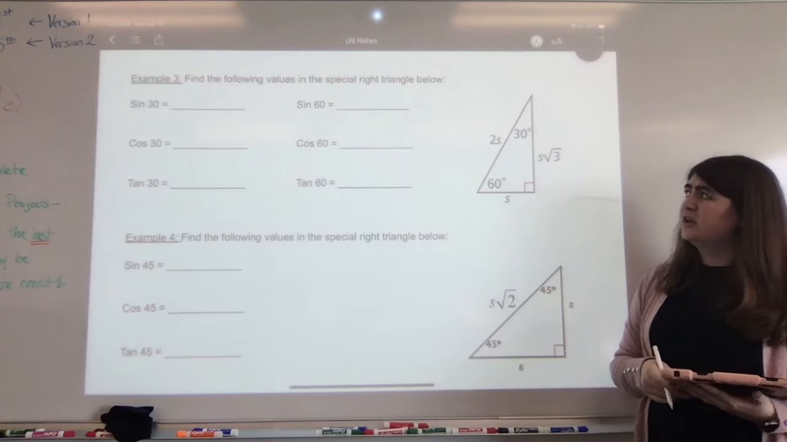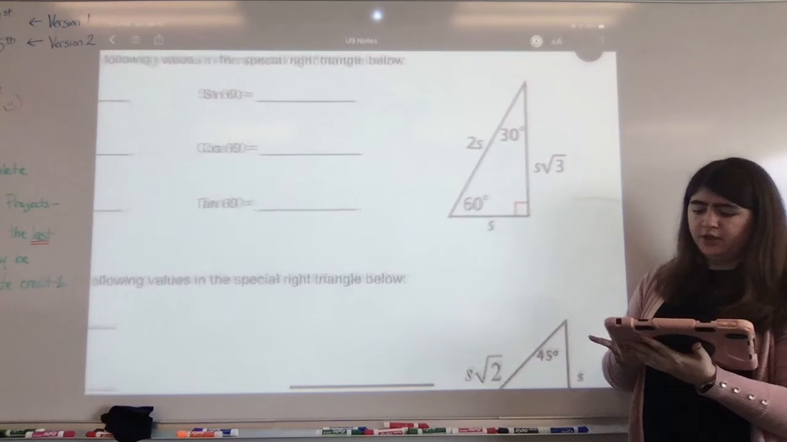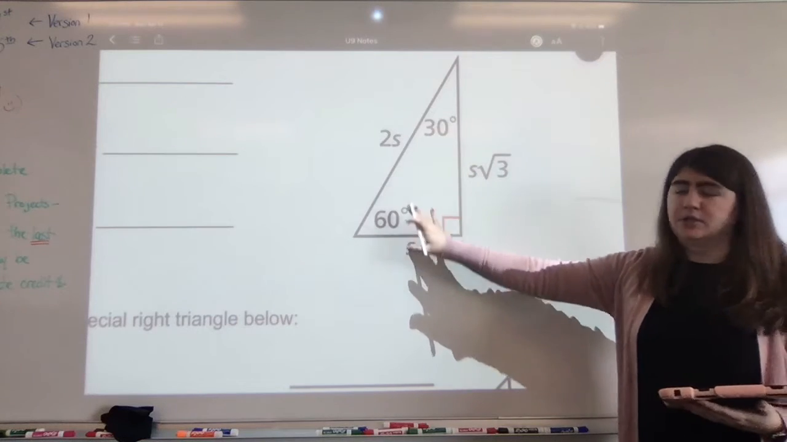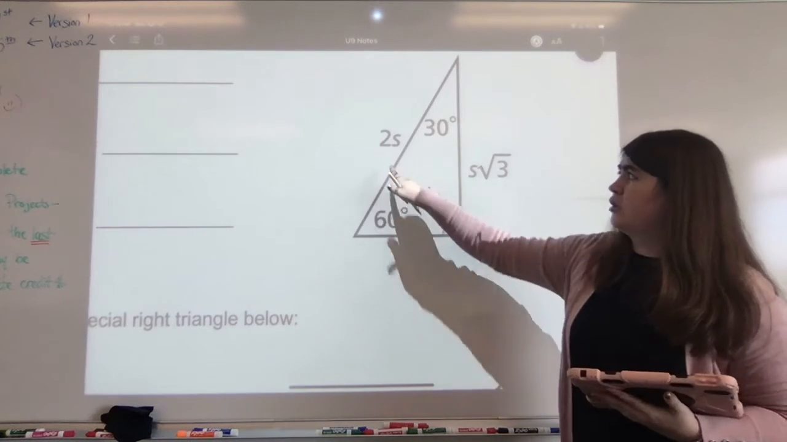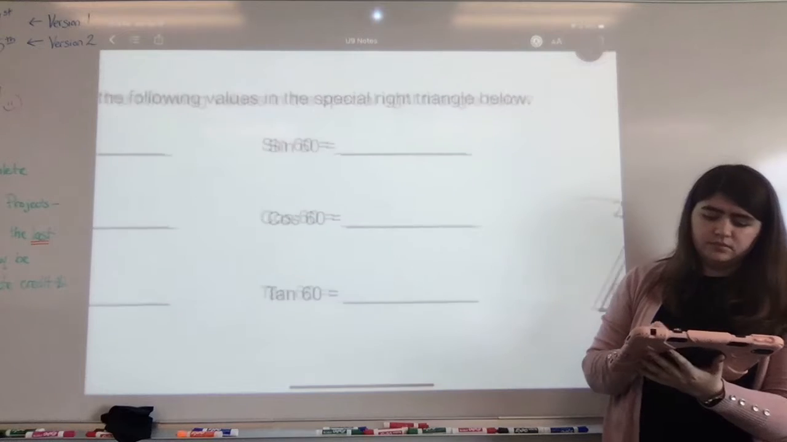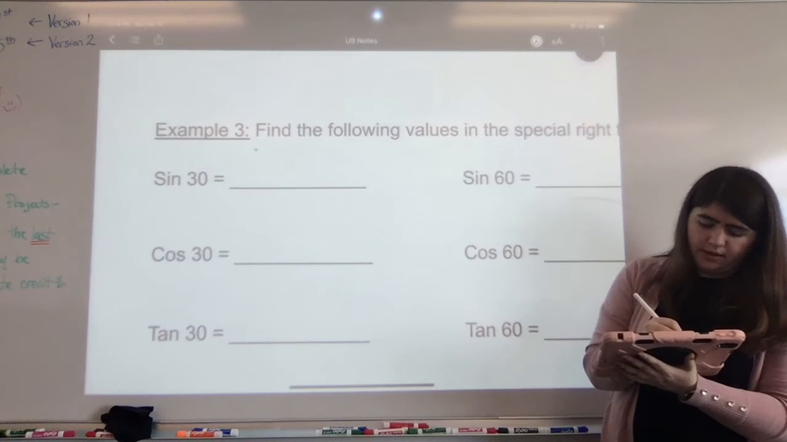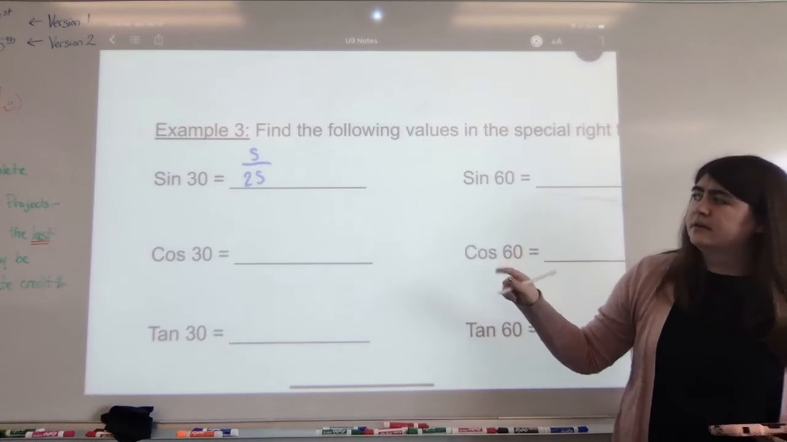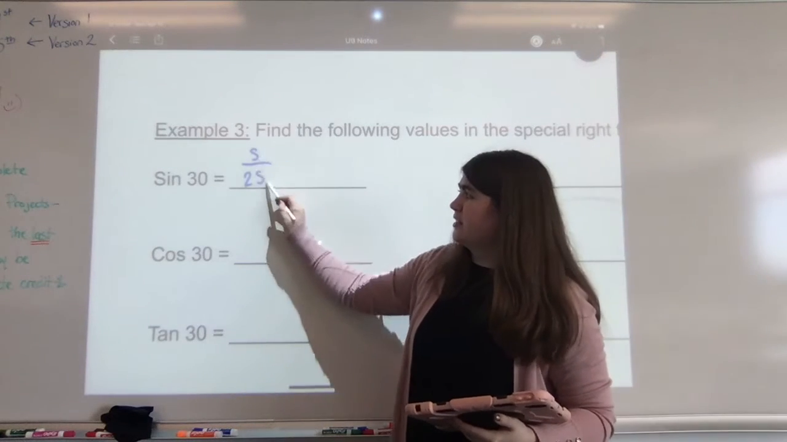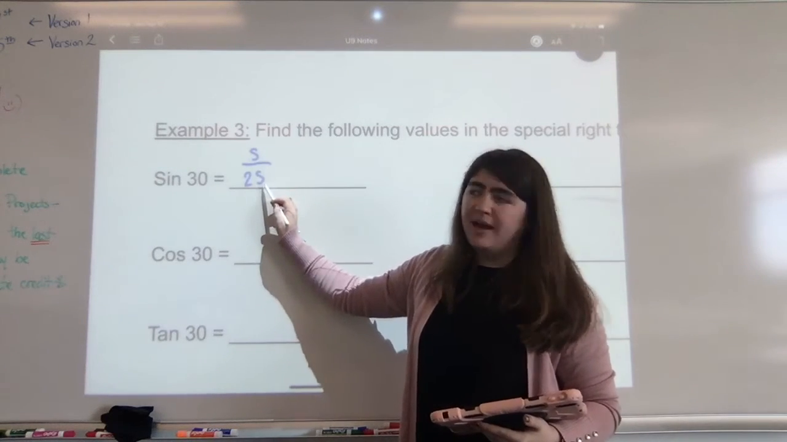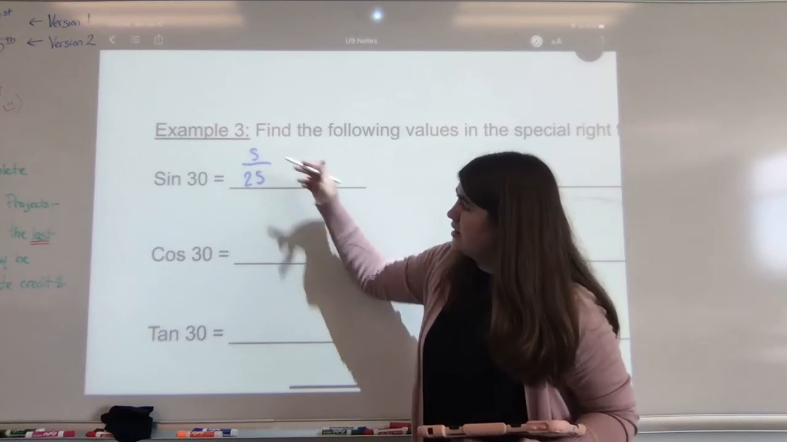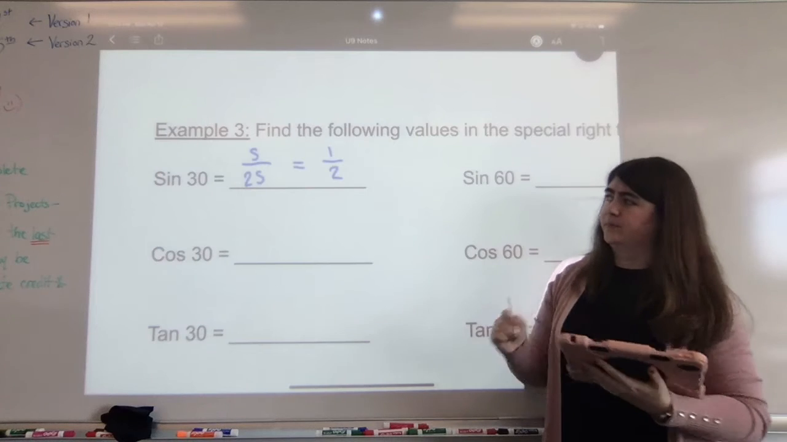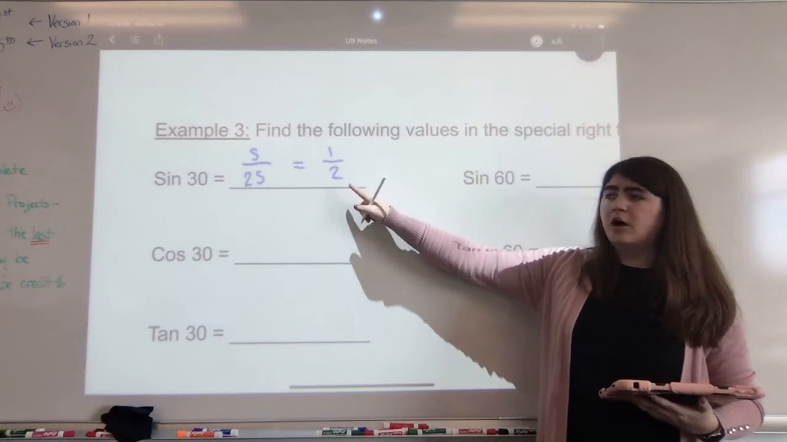So the sine of 30 degrees, if we look at this triangle, sine is opposite over hypotenuse. So we have S over 2S. But I have one S on both of these that can cancel out. So my S's cancel out, and that leaves me with 1/2. So the sine of 30 degrees will always be 1/2.